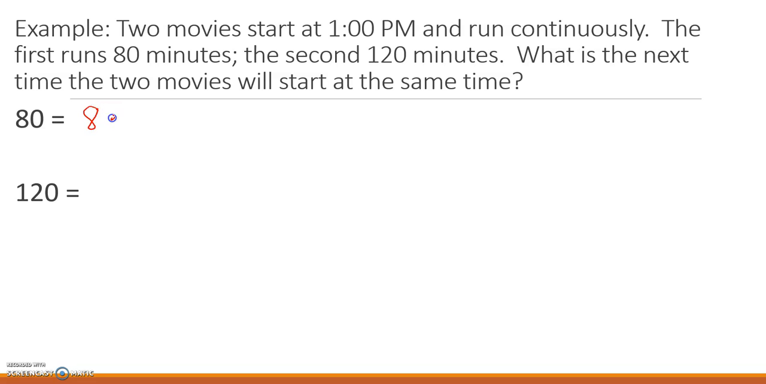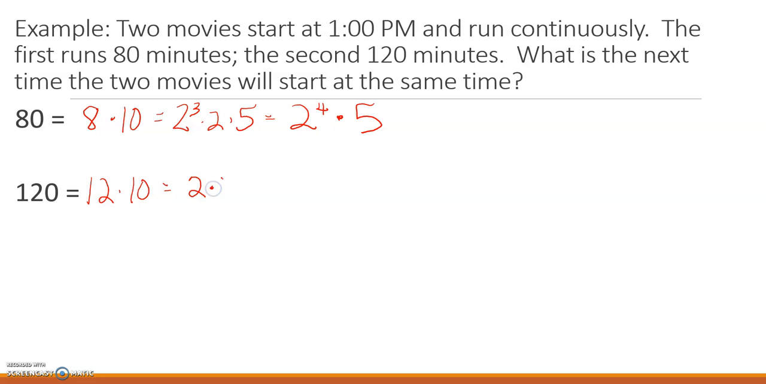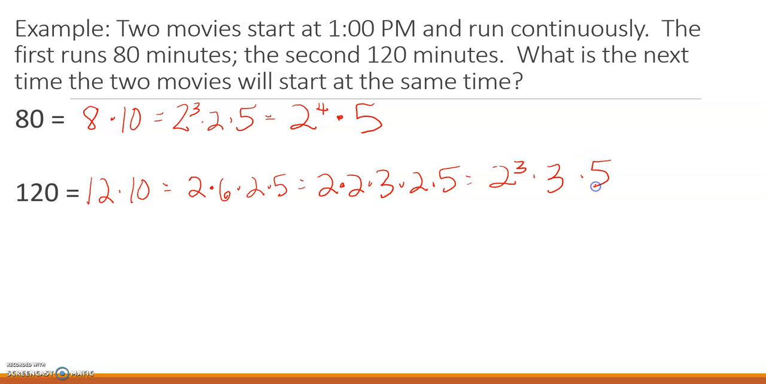80 is 8 times 10, which is 2 to the third, times 2 times 5, which equals 2 to the fourth, times 5. 120 is 12 times 10, which is 2 times 6, times 2 times 5, which is 2 times 2 times 3, times 2 times 5. It's 2 to the third, times 3, times 5.